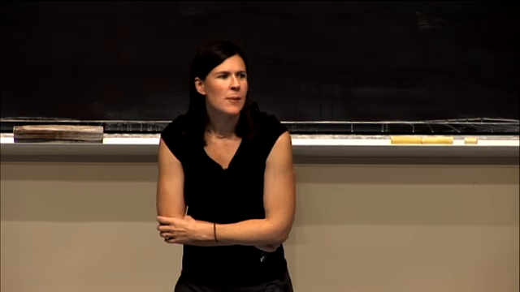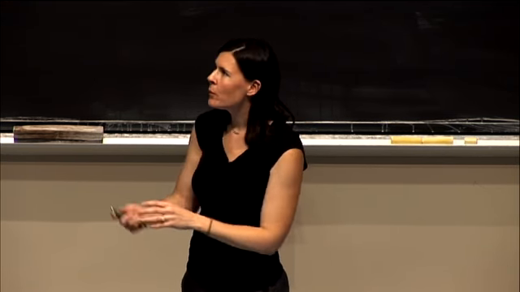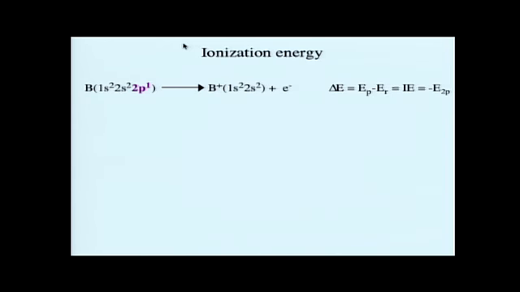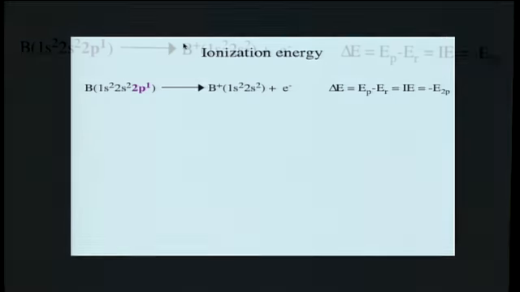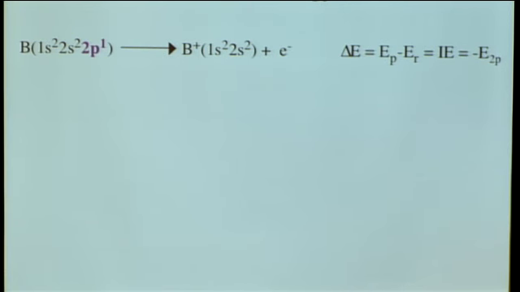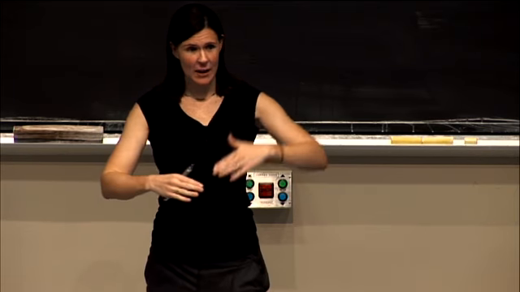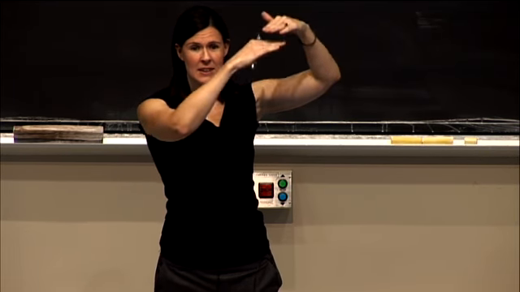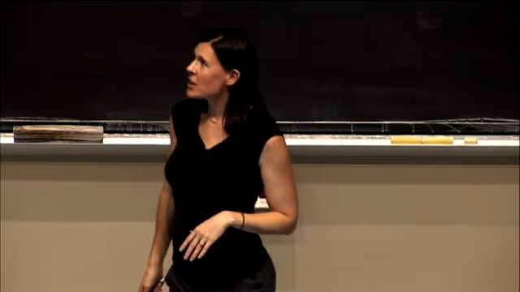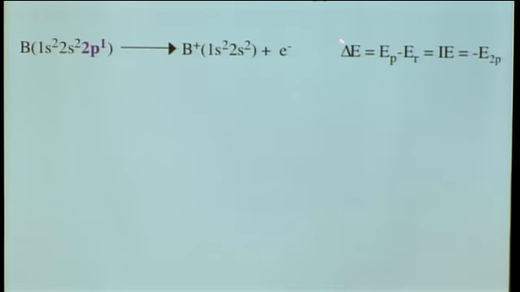So if we want to think about what the first ionization energy is of boron, what you want to do is write out the electron configuration, because then you can think about where the electron's coming out of. The electron's going to come out of that highest occupied atomic orbital, the one that's the highest in energy, because that's going to be the least amount of energy it needs to eject something. So what we'll end up with is B+ 1s2, 2s2.